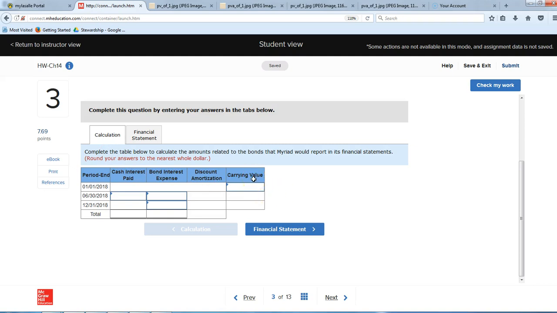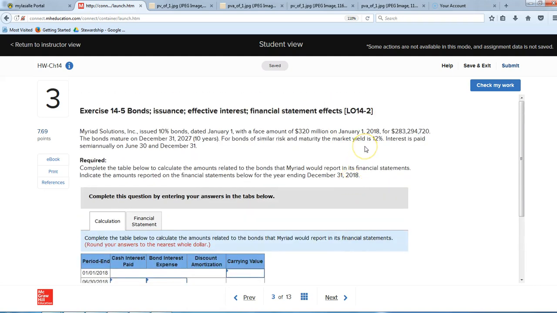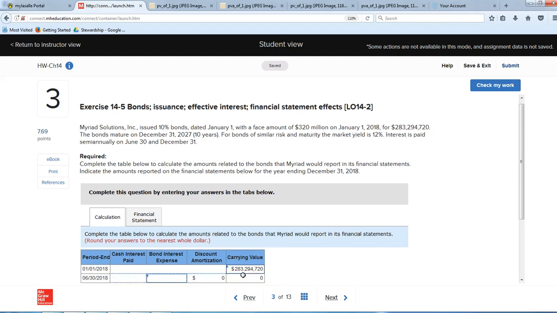Carrying value is the outstanding balance. On day one, when they issue the bonds, the outstanding balance of this debt is the cash they receive, the price of the bonds. So we enter $283,294,720.